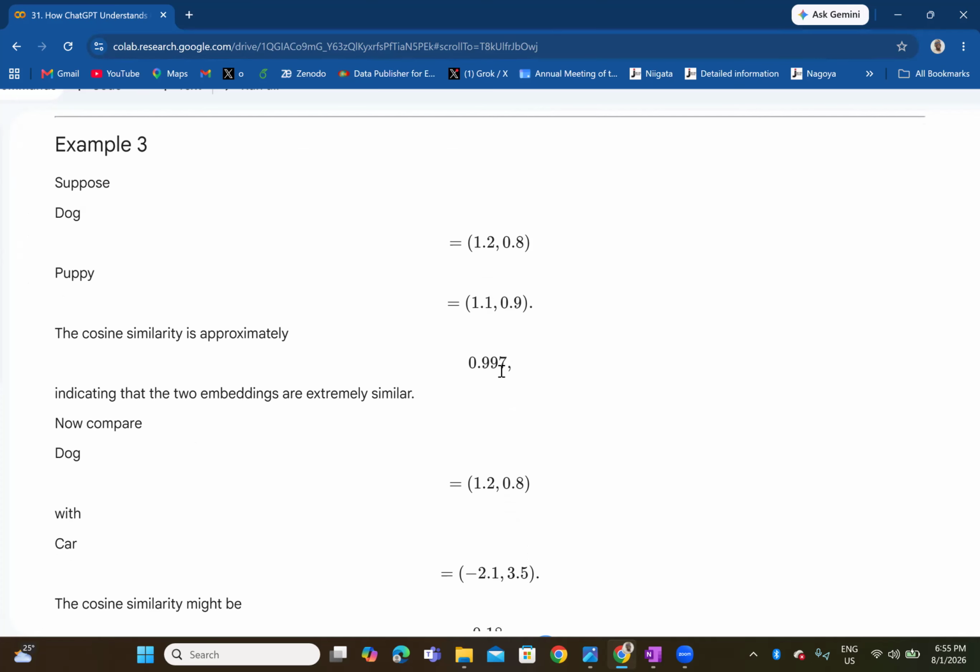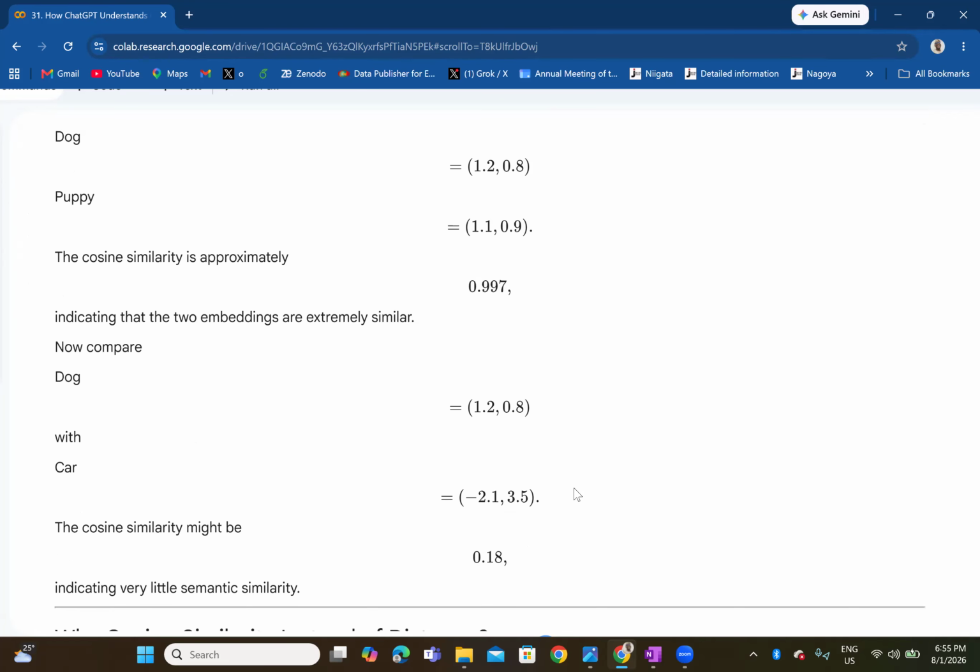In example 3 now, if dog is (1.2, 0.8) and puppy is (1.1, 0.9), the cosine similarity is approximately 0.997, indicating that the two embeddings are extremely similar. Now compare dog, which is (1.2, 0.8), and car, which is (-1.2, 3.5). The cosine similarity might be 0.18, indicating very little semantic similarity. So this is pretty close to 1, and this is way far from it.